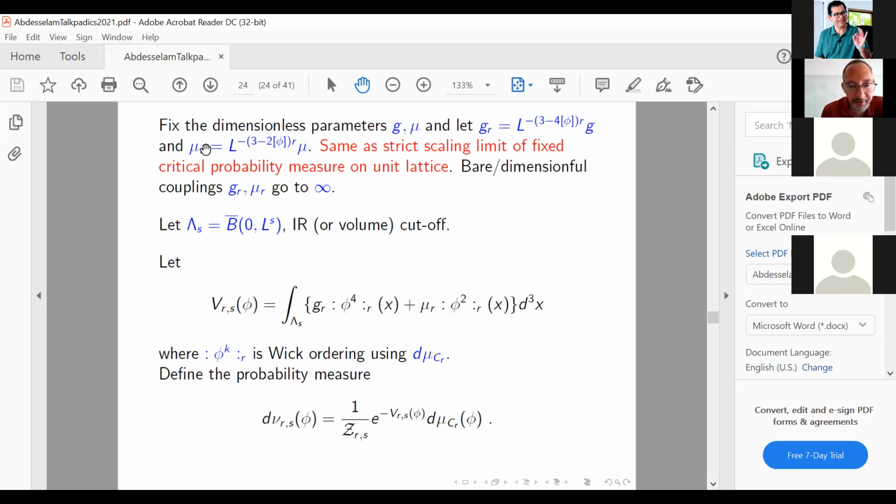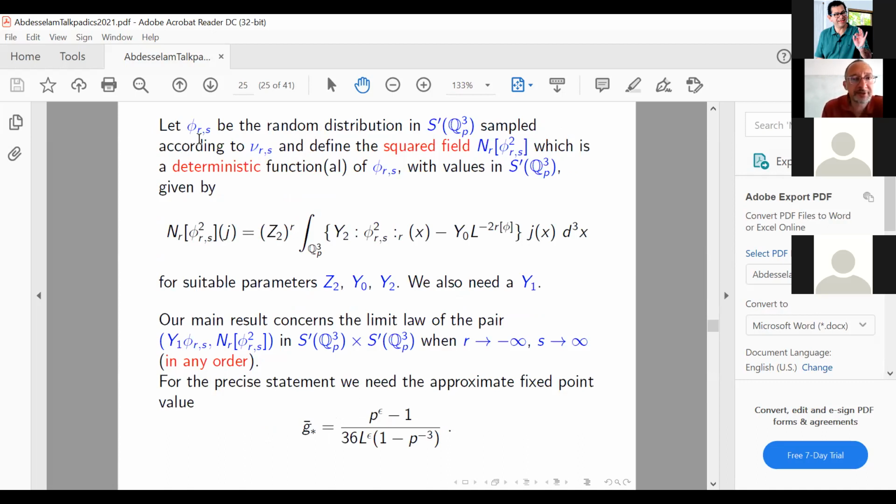You get a similar dependence. I use the notation lambda S for the ball at the origin of linear size L to the S. That's my volume cutoff. I'm going to integrate. These are Hermite polynomials, so you can forget about that. It's just the fourth power of the field, the second power with these coupling constants, over not the whole space Q_p to the d, but this box. Now this gives you a well-defined probability measure. You start from the cutoff Gaussian measure, you multiply with this, and everything works fine. Z is a normalization constant.